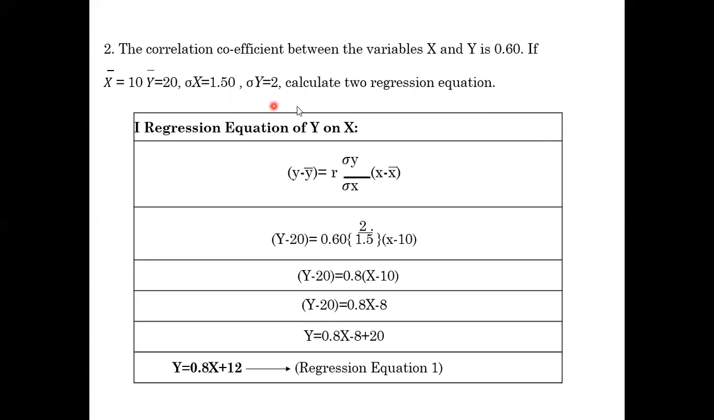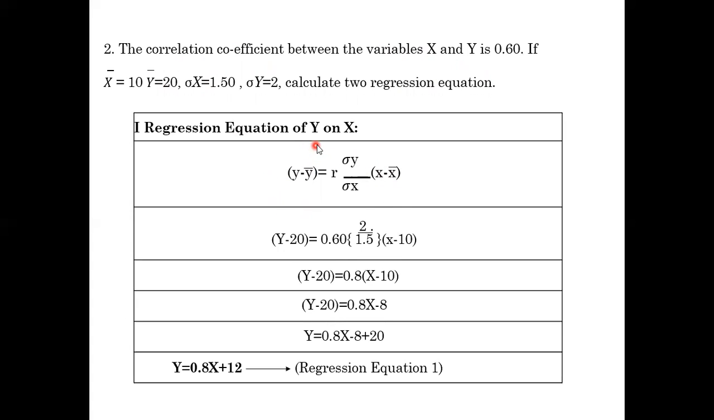Okay, if they are given the values like that, which formula are we going to use? We are going to use this formula, that is the second formula. So they have given the correlation 0.60 in the problem, x mean given, y mean also given, standard deviation x given, and standard deviation y also given in the problem. So if they give the data like this, we are going to apply this formula.